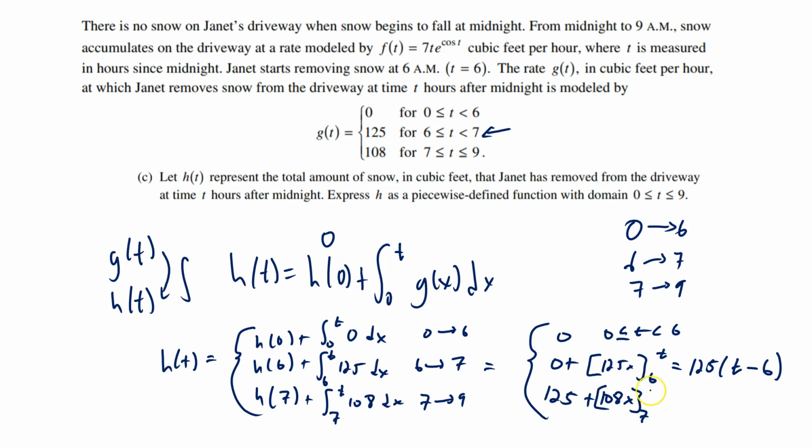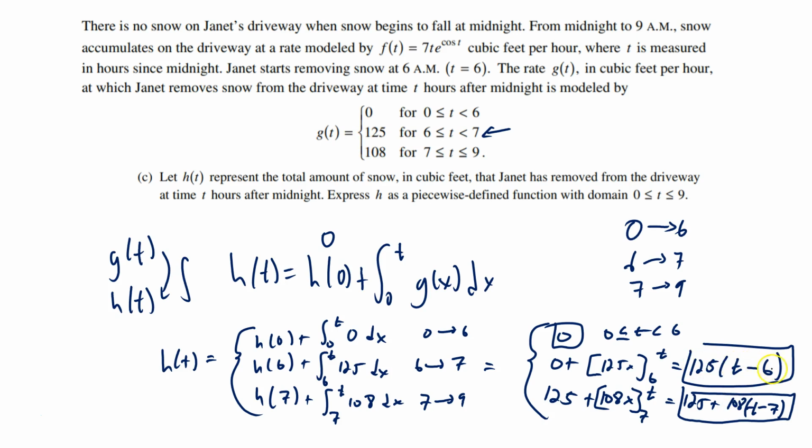Evaluated from 7 to t. So that is 125 plus 108 times t minus 7. Okay, so 0, 125 times t minus 6, and 125 plus 108 times t minus 7 are the 3 functions we're looking for here. Because you're taking the amount she's removed before the new rate starts, and then adding to it the rate that she's removing it at.